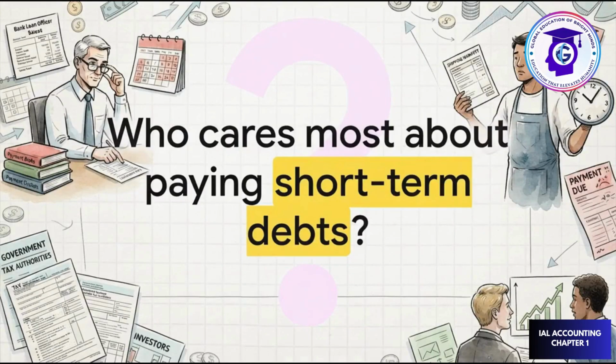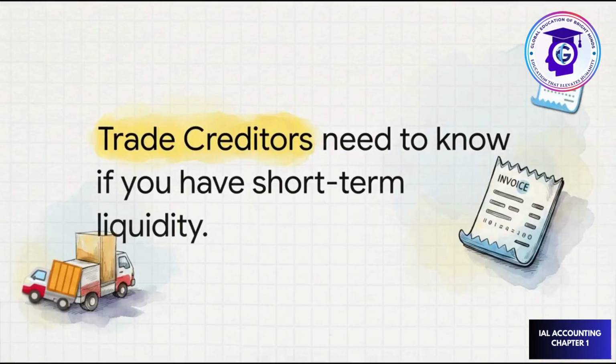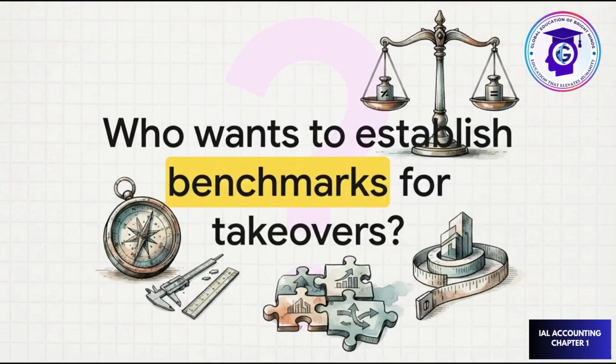Let's launch into a rapid-fire flashcard rhythm to really test your instincts. Match the user. I'll give you a scenario, and you tell me who the external user is. Ready? Who is most interested in whether a business can pay its short-term debts? The answer is your trade creditors, otherwise known as your suppliers. Think about it. If a supplier is giving you goods on credit, they do not care about your 10-year strategic vision. They need to know if you actually have the short-term liquidity to pay them back in 30 or 60 days. Let's keep the energy high.